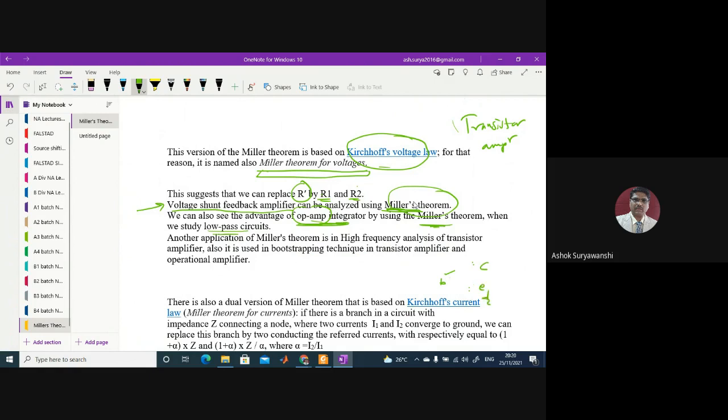then between base and collector there will be a capacitance. Base is the input and collector is the output, so between this input and output there will be a capacitance, which is called CBC. This is called parasitic capacitance. It is not physical, it is formed because of the junctions. You know that in a transistor there are two junctions and three layers.